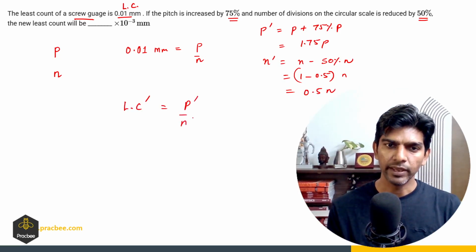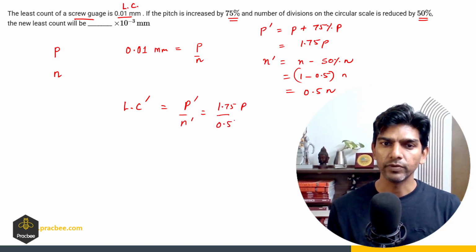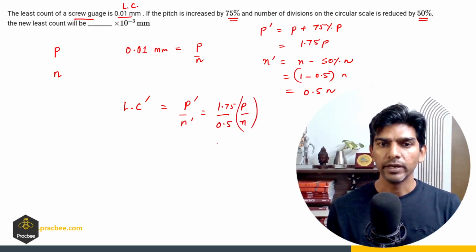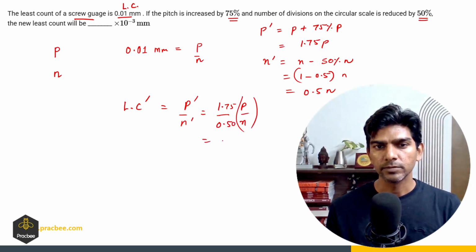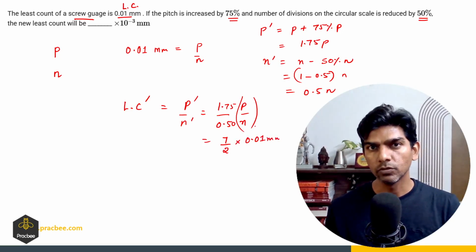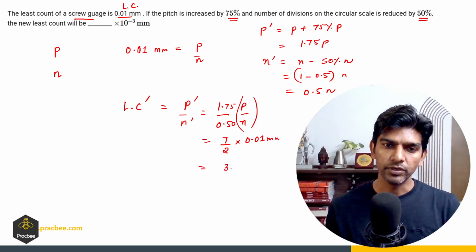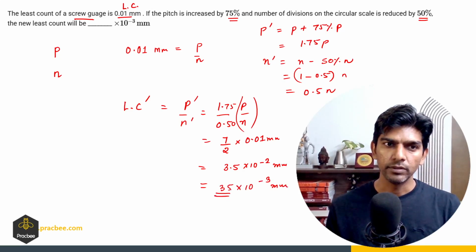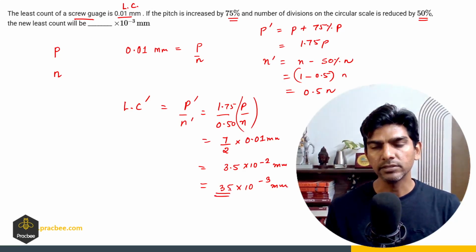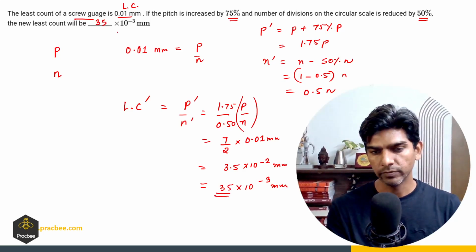Now let us find the new least count. That will be P prime upon N prime, which comes out to be 1.75 P divided by 0.5 times N. So this will give us 7 by 2 times 0.01 millimeter, because P by N is 0.01 millimeter. So this comes out to be 3.5 into 10 raised to minus 2 millimeter, or we can also write this as 35 into 10 raised to minus 3 millimeter. So what we have to fill in the blank is 35. The answer will be 35.